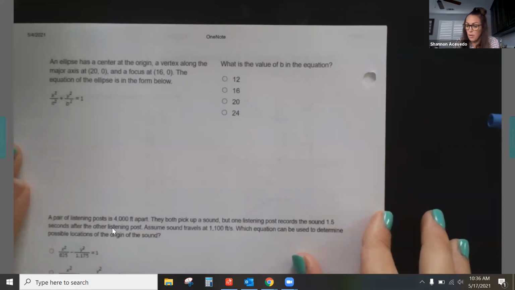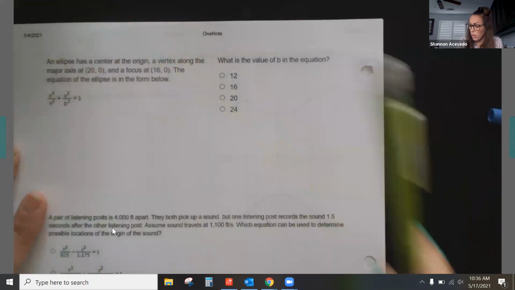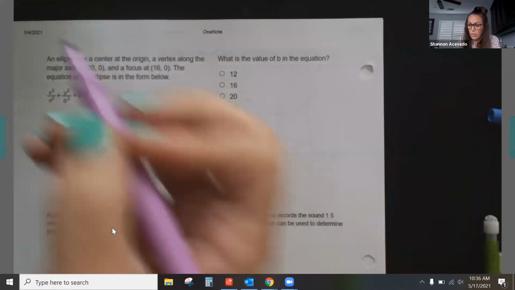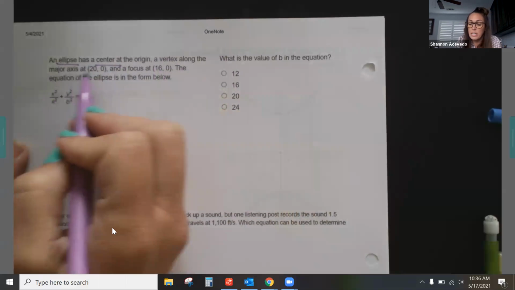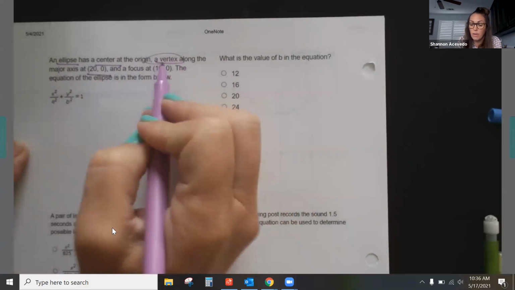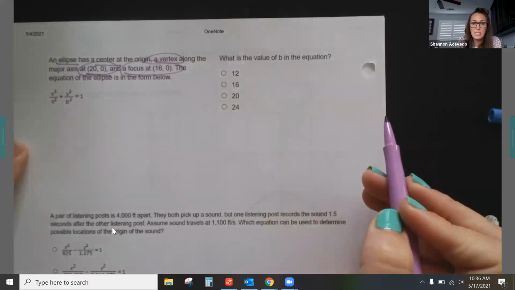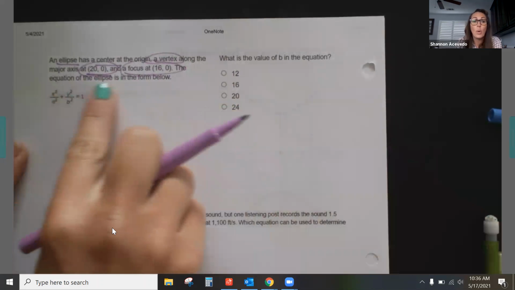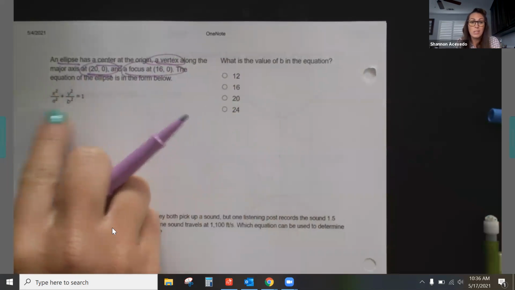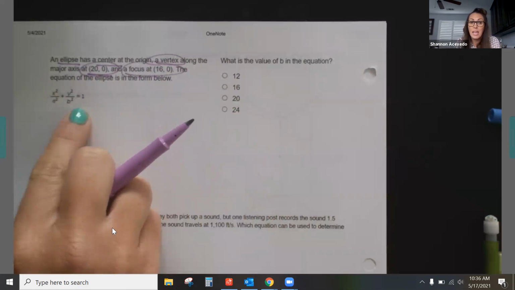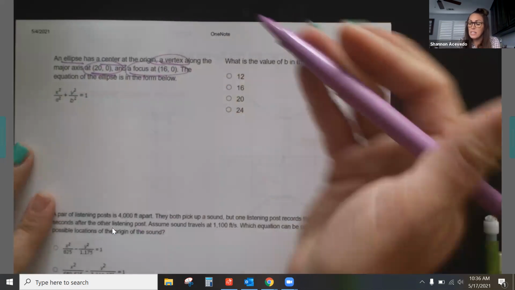So this one, okay. So it says we have an ellipse. So we know we're working with an ellipse, we're good there. And the center is at the origin. A vertex along the major axis is here. So I have a vertex at 20, 0 and a focus at 16, 0. The equation of the ellipse is in this form right here. So in other words, here's my equation, my A and my B. I don't know what they are, but it says, what is the value of B?